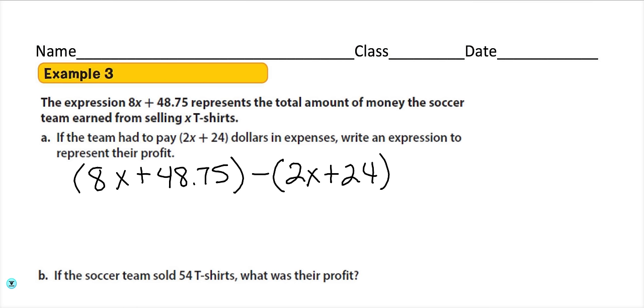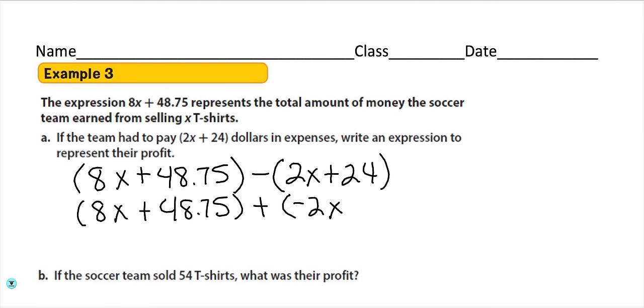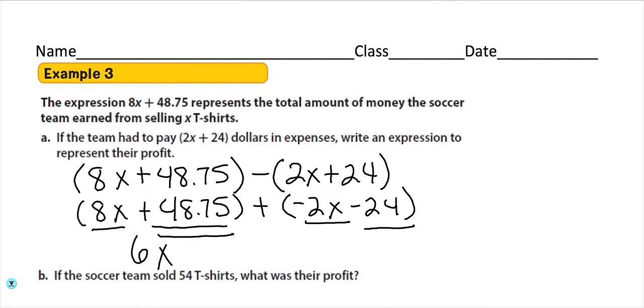Okay, so let's go ahead and keep, change on this. So it'll be 8x plus 48.75 plus negative 2x and then minus 24. All right, so we have 8x plus negative 2x, that's 6x, 48.75 minus 24, so that's going to give us 24.75. And there's our answer.